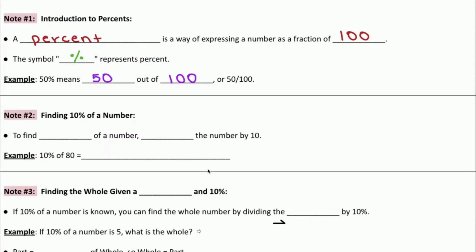Now, if we want to find 10% of a number, we're going to divide the number by 10. So 10% of 80, we can simply take our number 80 and divide by 10. So 10% of 80 is 8. Make sure you have this down. Before we move to the next note, we're going to do a little bit of practice with our examples at the bottom of the page.